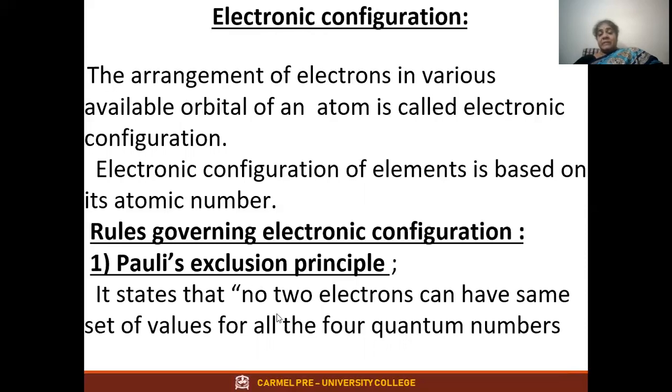What does this principle say? It states that no 2 electrons can have the same set of values for all 4 quantum numbers. So all 4 quantum numbers cannot be the same for 2 electrons, which means each and every electron has its own set of quantum numbers. The 4 quantum numbers will not be the same for both. At least they vary in the last one, that is the spin quantum number. We'll see this with an example here.